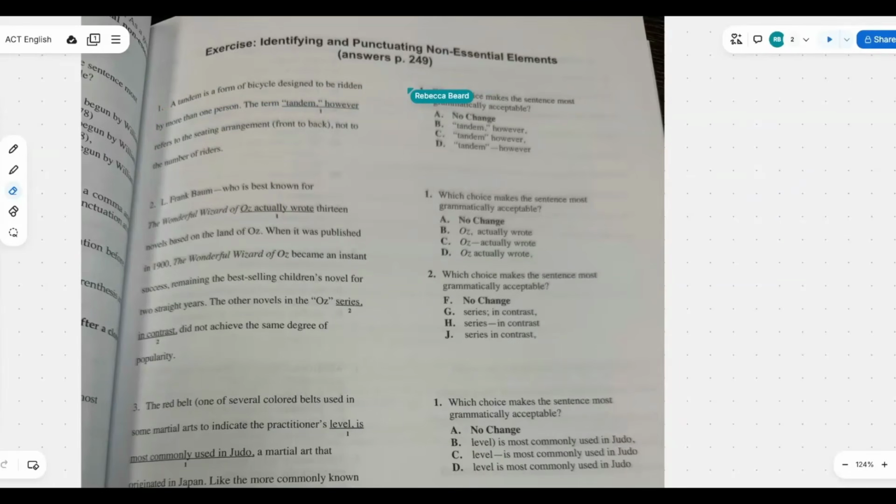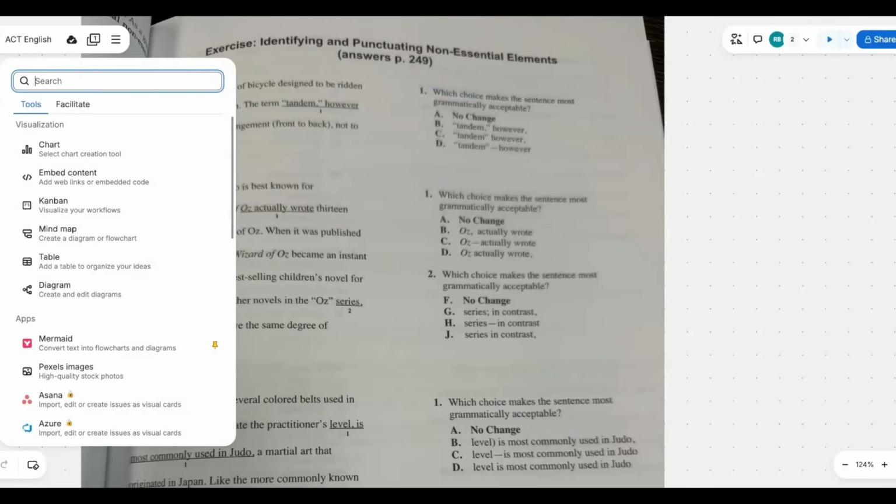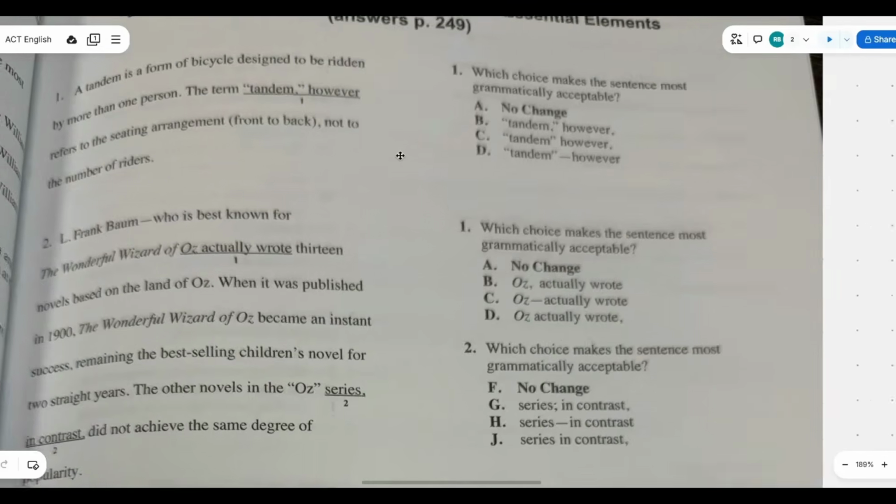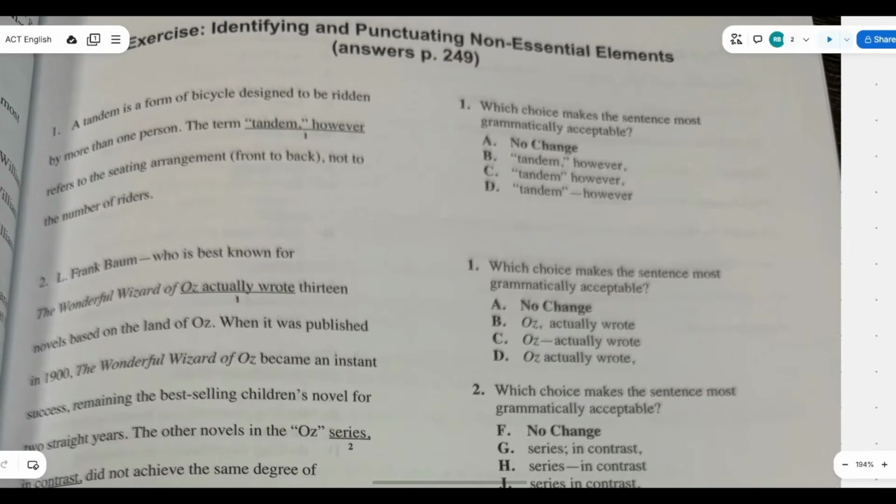On this particular skill set, you are having to decide what's the best use of "however." This paragraph says: a tandem is a form of bicycle designed to be ridden by more than one person. The term tandem, however, refers to the seating arrangement, front to back, not the number of riders.